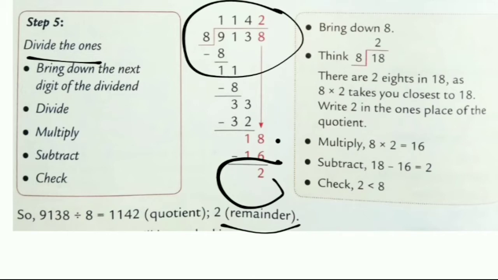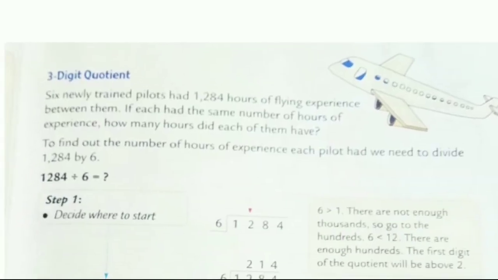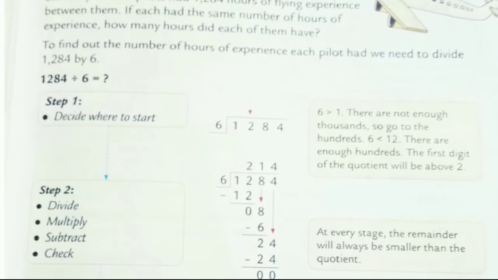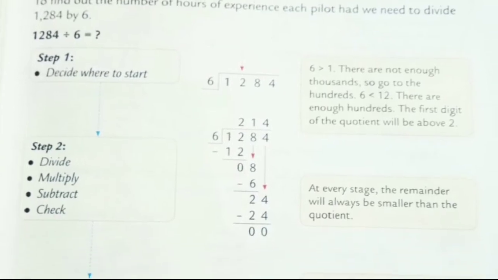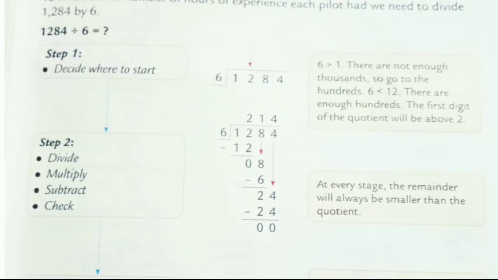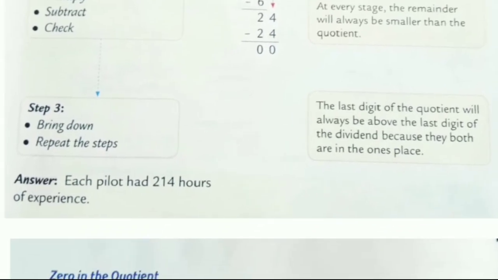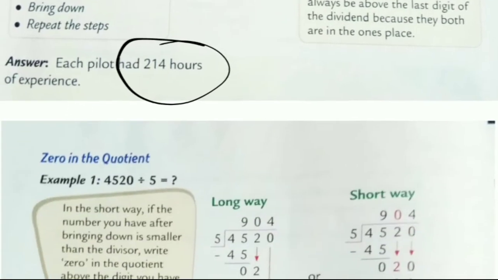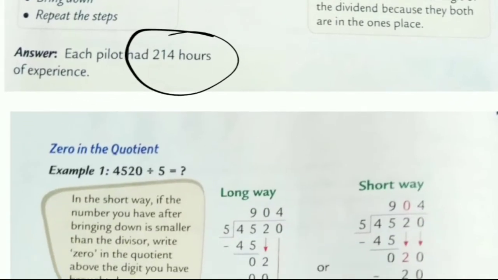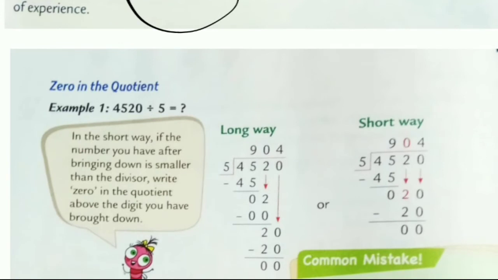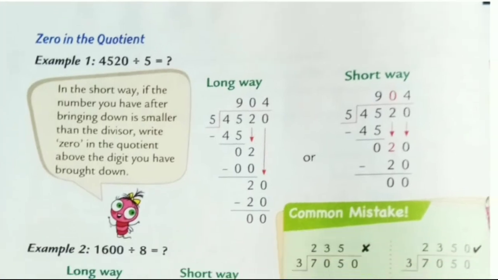After this, 3-digit quotient. The same thing we will do here, when we are having 3 digits. So first we have to decide, then step 2, divide, then multiply, then subtract and then check. After that, bring down and repeat the steps. So in this one we get a 3-digit quotient, and in the previous one we got a 4-digit quotient. In this one, 0 in the quotient means in any of the places we get 0.